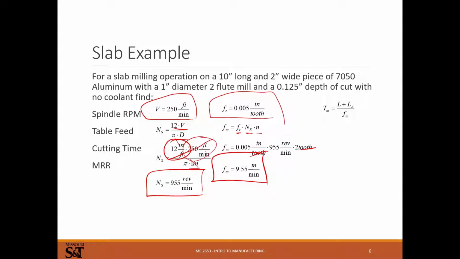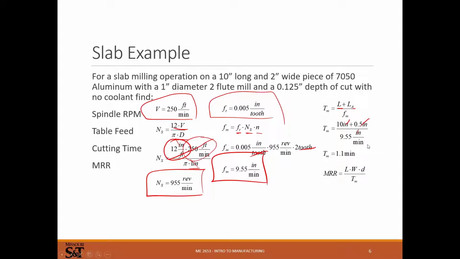How long is this operation going to take? Length of cut, 10 inches, plus the length of advance or approach, which would be 1/2 of an inch, half the diameter, divided by my table feed. Units are just going to be inches, cancel out, 1 over minute. 1 over minute gives me minutes. So in this case, it takes 66 seconds or so for this cut.